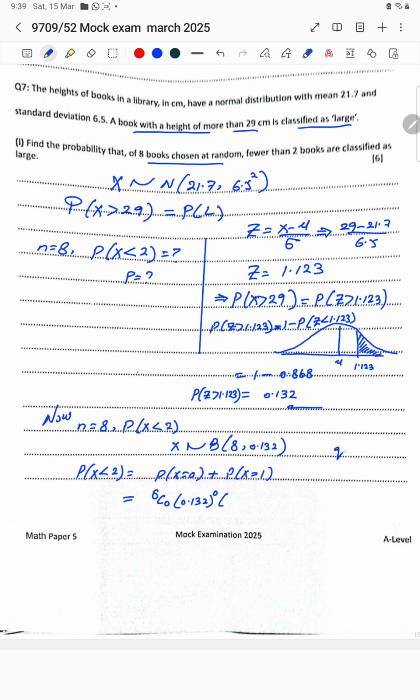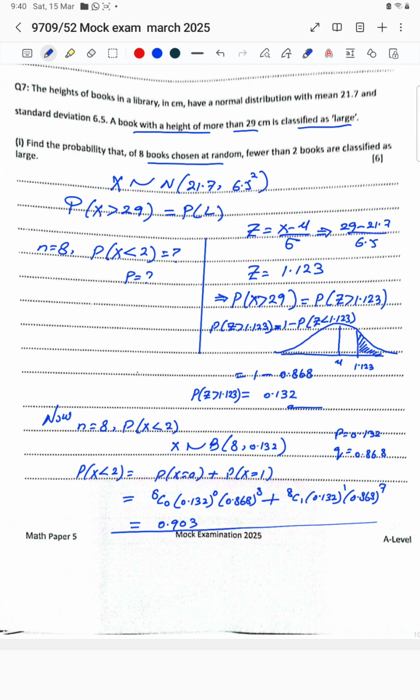q will be, if p is 0.132, 1 minus p, we will get 0.868. 0.868 power 8 plus 8c1, 0.132 power 1, and 0.868 power 7. Calculate it and we'll get the answer 0.903. That is the final answer. I hope you got it. This is a 6 marks question.